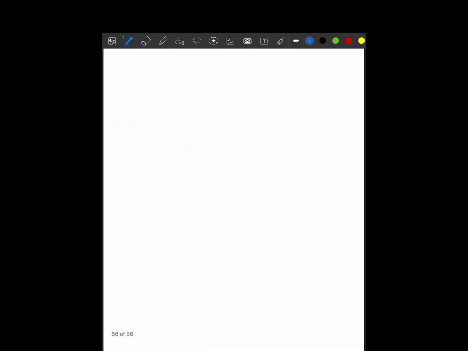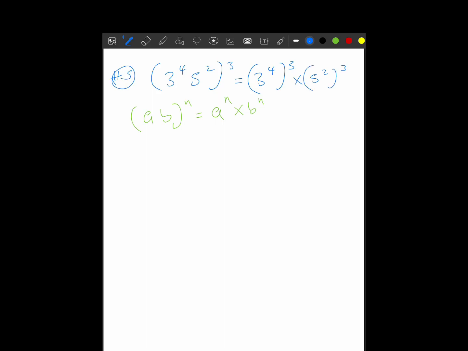Okay, we're getting somewhere. Let me give you another one. Let's say you have 3 power 4, all cubed, times 5 squared, all cubed. Let's say you simplify this without a calculator. Let's forget about the calculator. Let's use the laws of exponents. How do you do this? Remember, the law of exponents says a times b all power n is equal to a power n times b power n. So this could be written as 3 power 4 all power 3 times 5 squared all power 3.